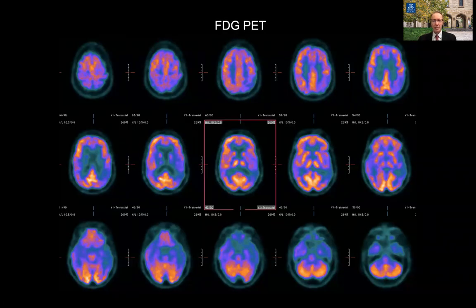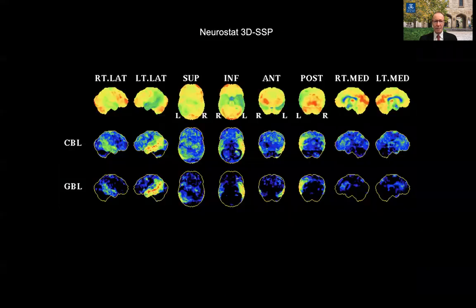Here is the FDG PET scan. I'll give you 20 seconds to look at it. Now for the Neurostat.